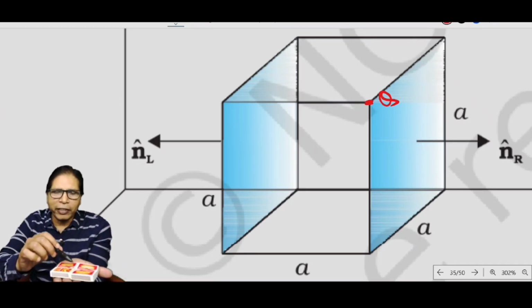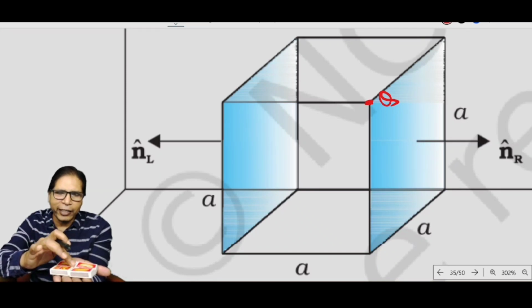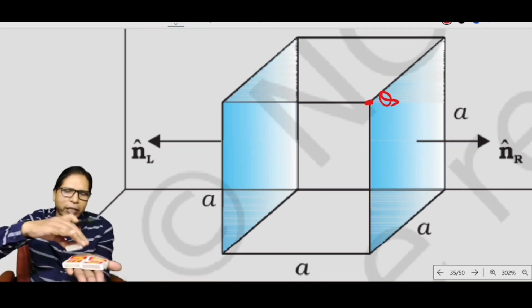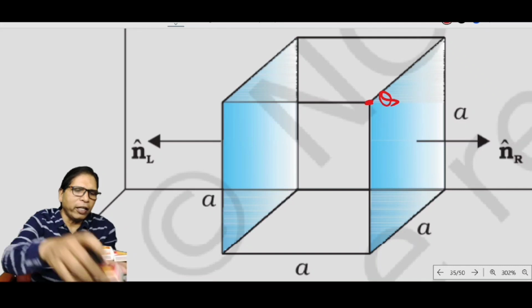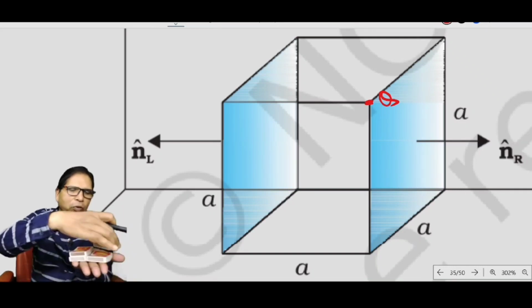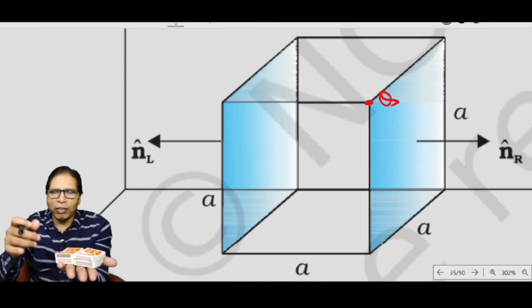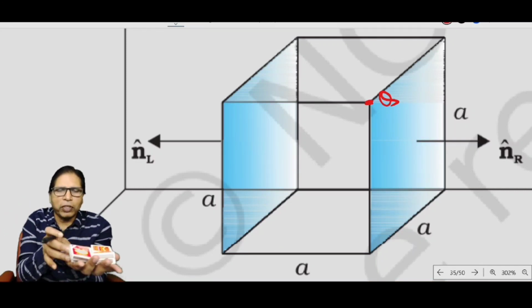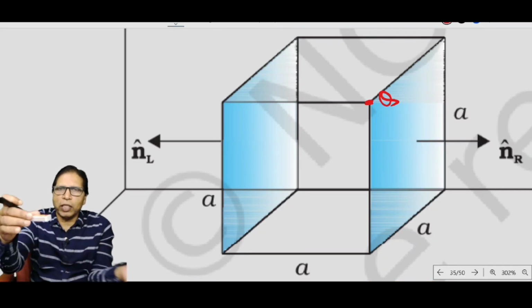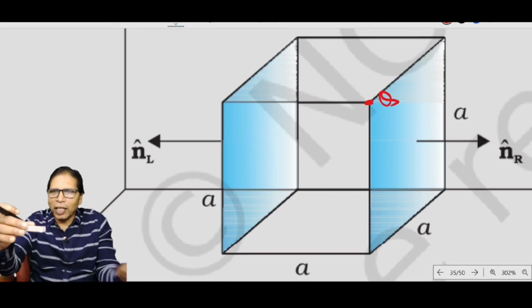Now to bring the charge to the center, another 4 matchboxes are required. Another 4 matchboxes are required. So the total flux is q by epsilon naught. So the flux from this cube is q by 8 epsilon naught.